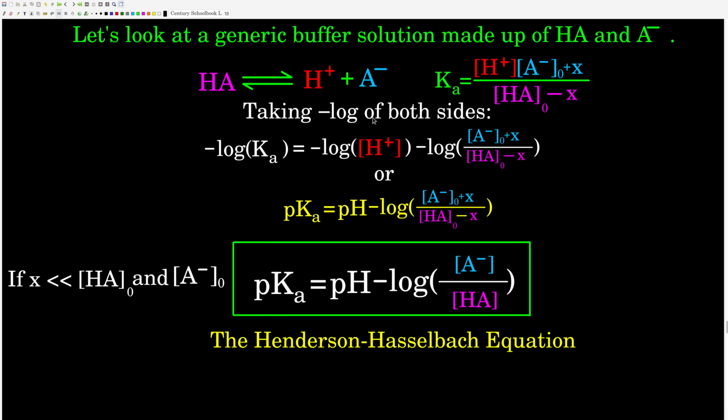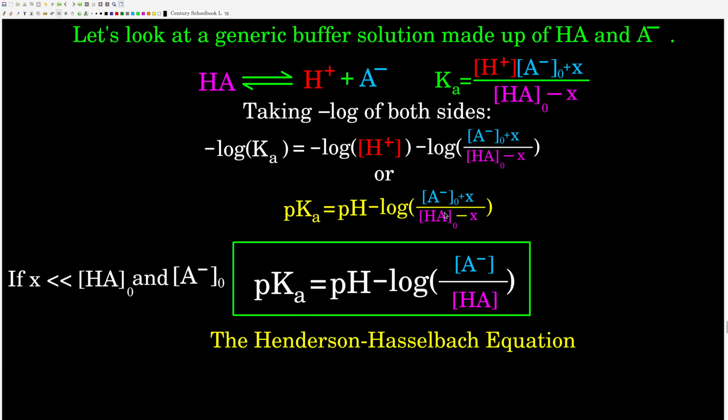Now if we take the negative log of both sides of this equation, the negative log base 10 of Ka is pKa, and using the properties of logs, we can rearrange this a little bit and get the negative log base 10 of the hydrogen ion concentration, which is the pH, then minus the log base 10 of everything else here.